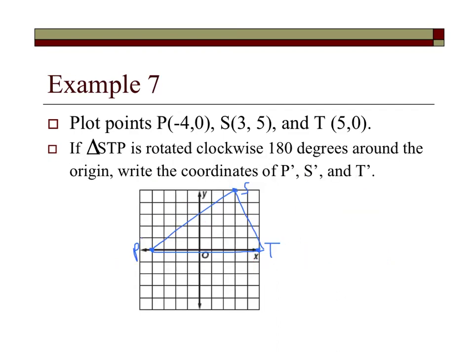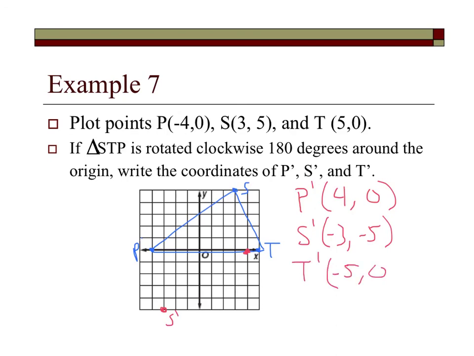For this example, we're going to rotate clockwise 180 degrees, and there's a little trick for rotating 180 degrees. We're going to switch both signs of the coordinates. So we're going to have 4, and then you can't really switch the sign of 0, so we just get 0, which puts me at this spot here. For the S, I'm going to have -3, -5. So I'm going to be right over here for my S prime. And lastly, T prime is going to be -5, 0.